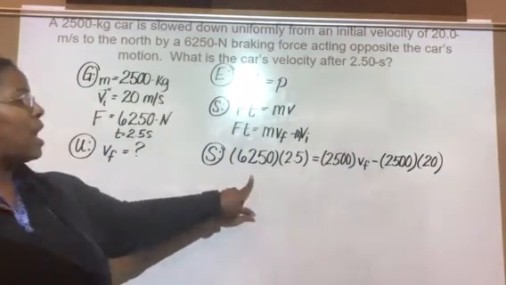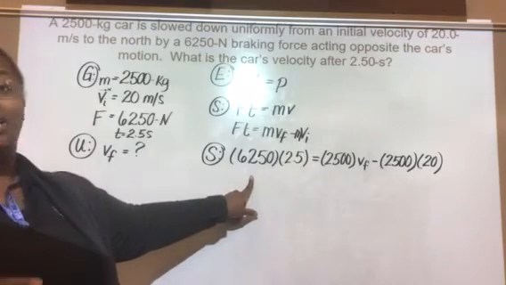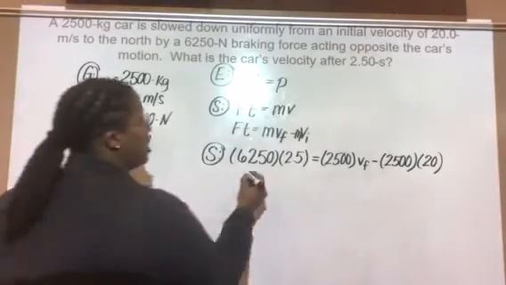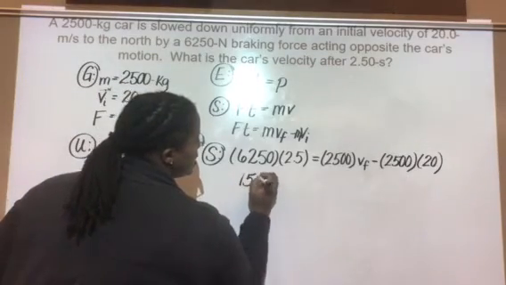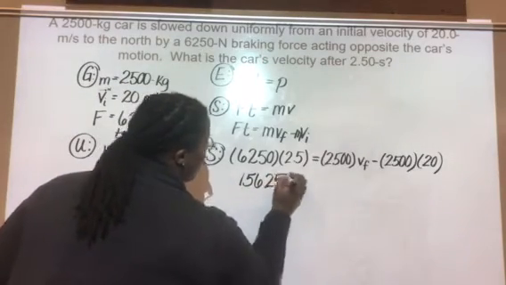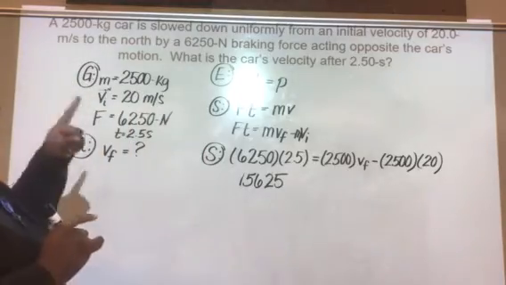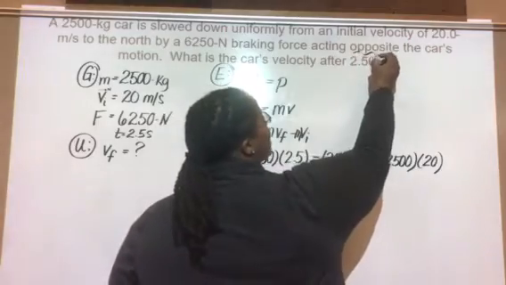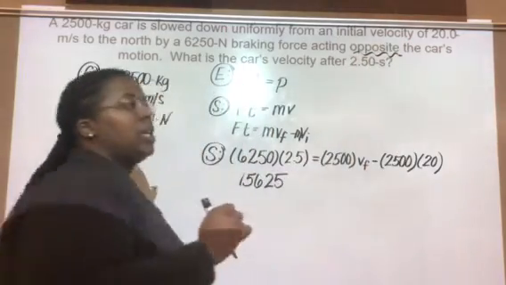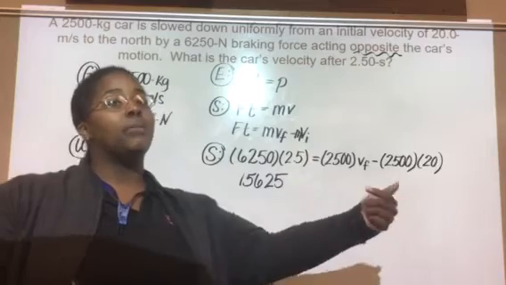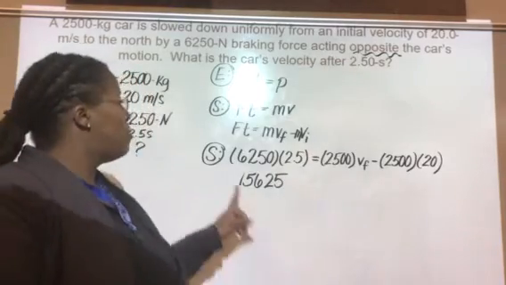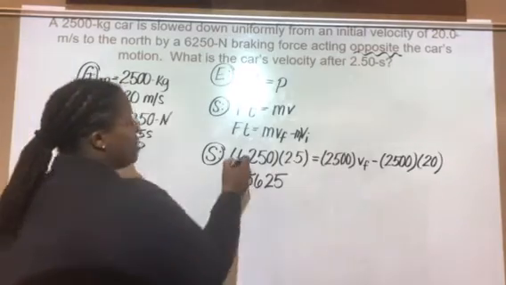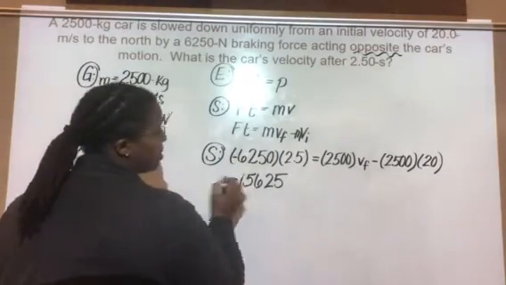We're first going to multiply 6,250 times 2.5. And you should come out with a number of 15,625. Now, what I don't want you to forget is the force was acting opposite motion. If I'm already moving and something is coming opposite, will my force remain positive or negative? It's going to be negative, which tells me it's going in the opposite direction.